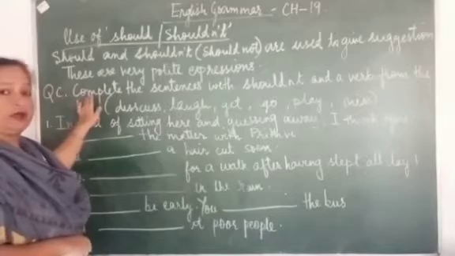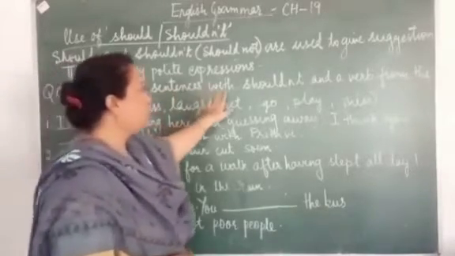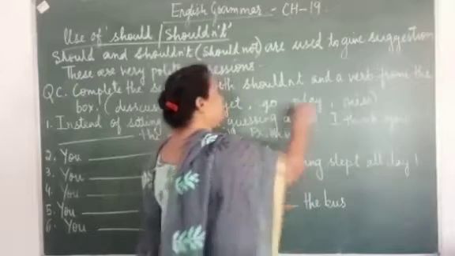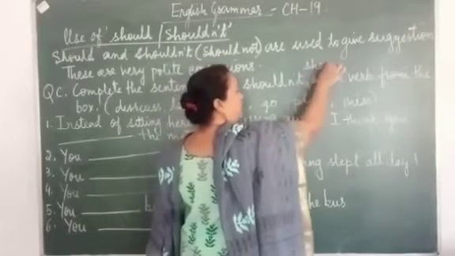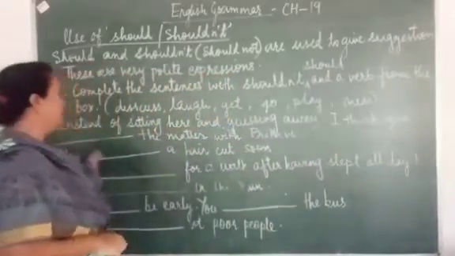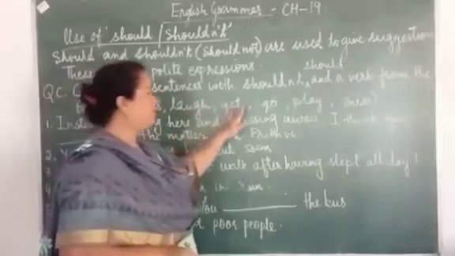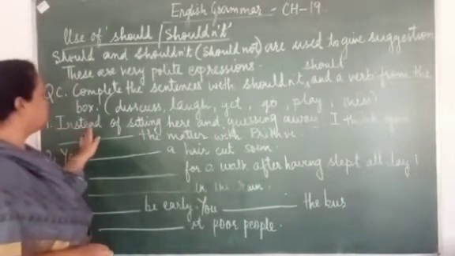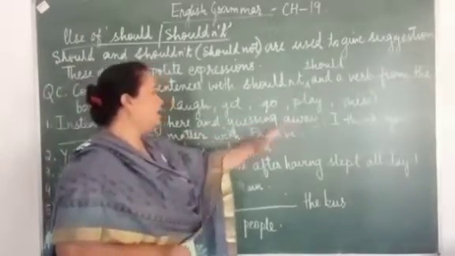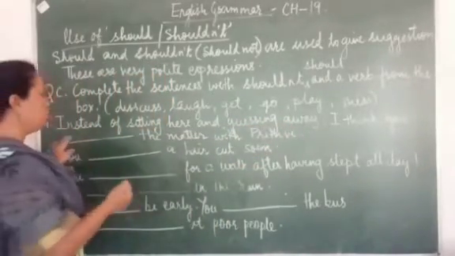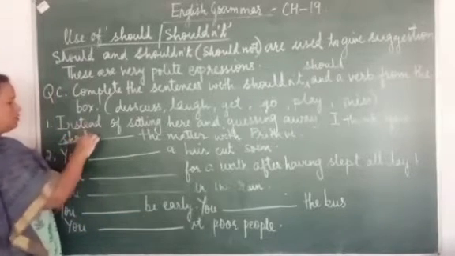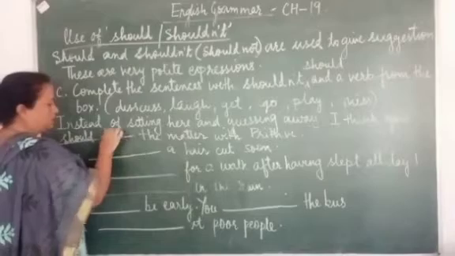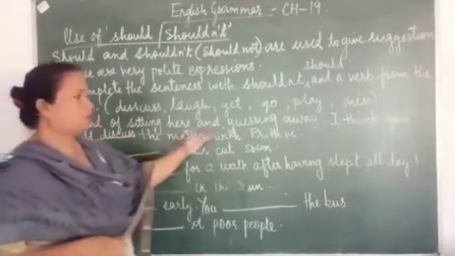Now, let us have a look at question number C. Complete the sentences with shouldn't and should, and also use a verb from the bracket. So, we are going to use shouldn't and should and a verb from the bracket. Now, what are the verbs? Discuss, laugh, get, go, play and miss. So, let us have a look at the first sentence. Instead of sitting here and guessing away, I think you should. What should you do? Instead of thinking about something all alone, you should discuss it with somebody, or discuss the matter with Prithvi.